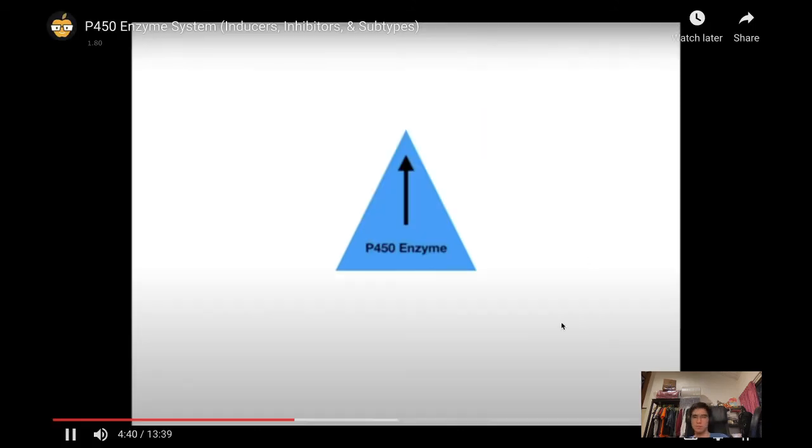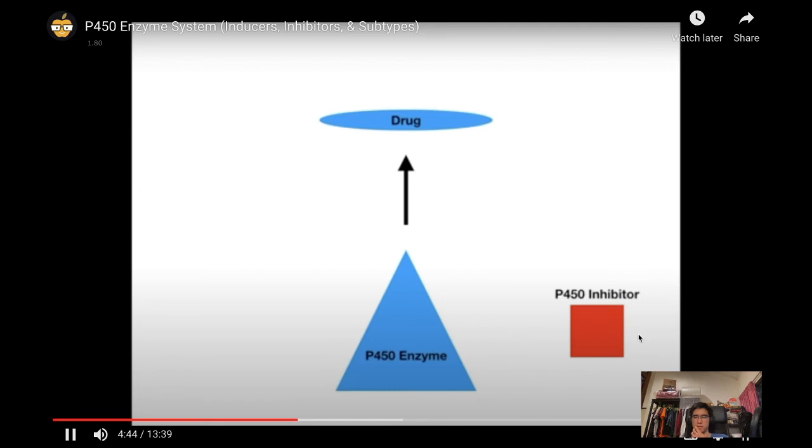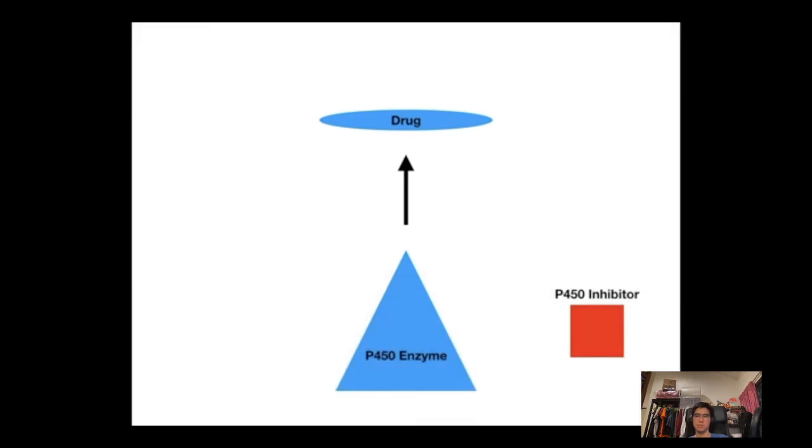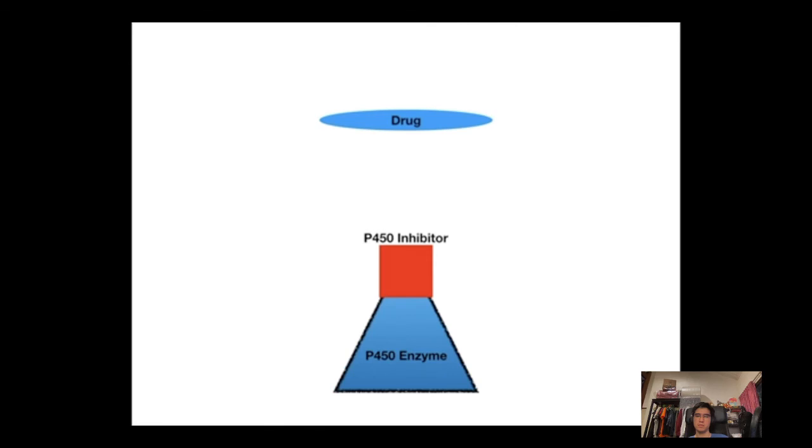But what happens when you introduce a second drug, aka a P450 inducer? So shown here in red is our P450 inhibitor. Excuse me, I said inducer, but I meant to say inhibitor. So the P450 inhibitor, which is any one of those drugs that I just listed on the previous slide, inhibits P450. So normally P450 wants to go and metabolize the drug, but a P450 inhibitor will inhibit the P450 enzyme. So it literally sits right on top of the enzyme and prevents it from doing its job.